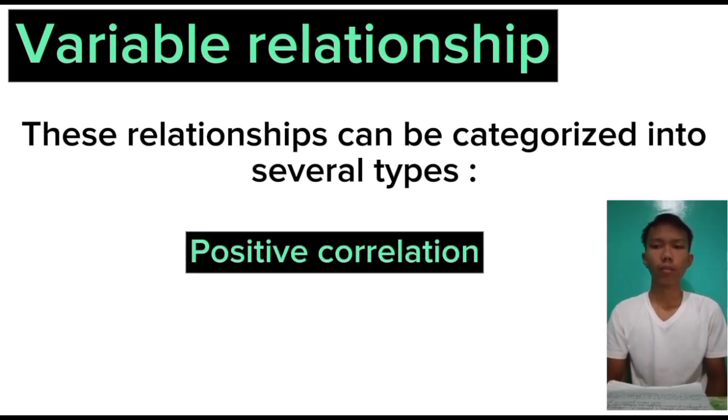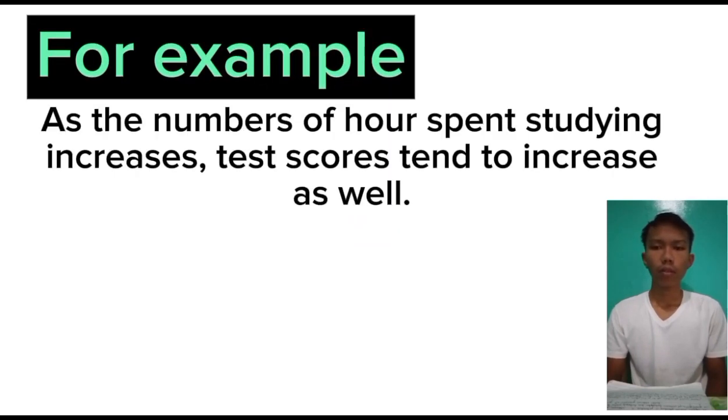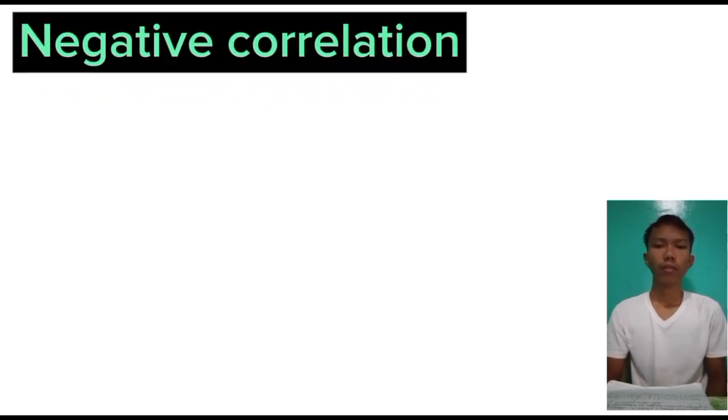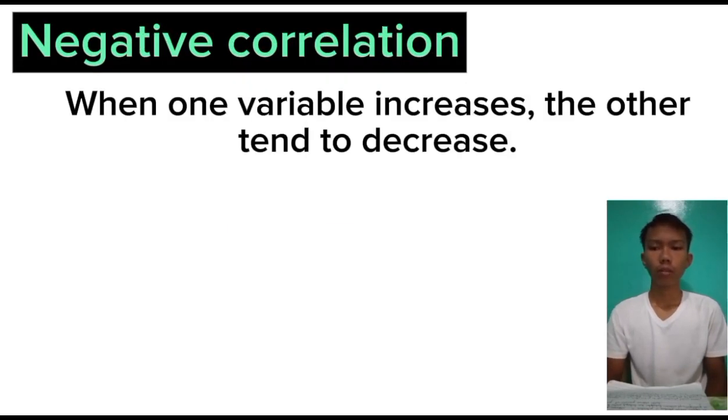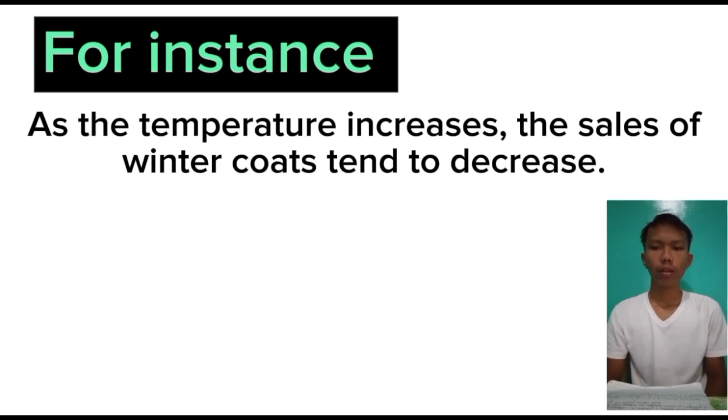First is positive correlation. When one variable increases, the other also tends to increase. For example, as the number of hours spent studying increases, test scores tend to increase as well. Second is negative correlation. When one variable increases, the other tends to decrease. For instance, as the temperature outside increases, the sales of winter coats tend to decrease.